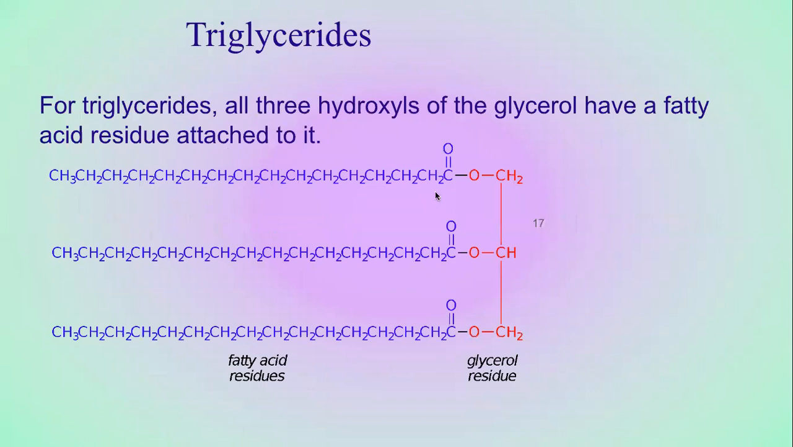So what we're looking at here is a triglyceride, and this blue part is just the fatty acids that we discussed in the last slide. A triglyceride is going to have three of these fatty acid residues, and they're going to be bound to this molecule. This CH2CH2 is called glycerol. And so the name comes from three fatty acids that are attached to this glycerol residue.